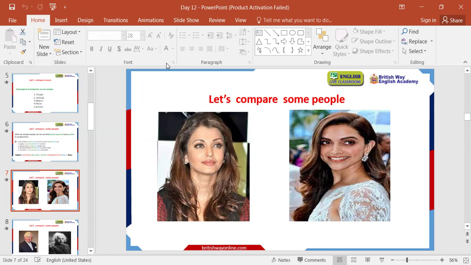Aishwarya Rai was the most beautiful woman in the world. Aishwarya Rai is more elegant than Deepika, and Deepika is taller than Aishwarya Rai. Aishwarya Rai is older than Deepika. Deepika is more popular among the younger generation. Aishwarya Rai is more experienced in the film industry.